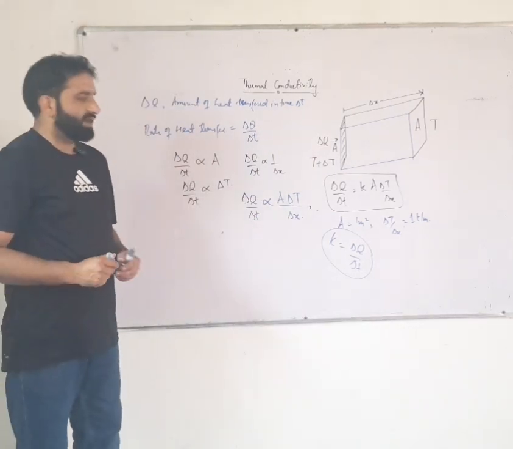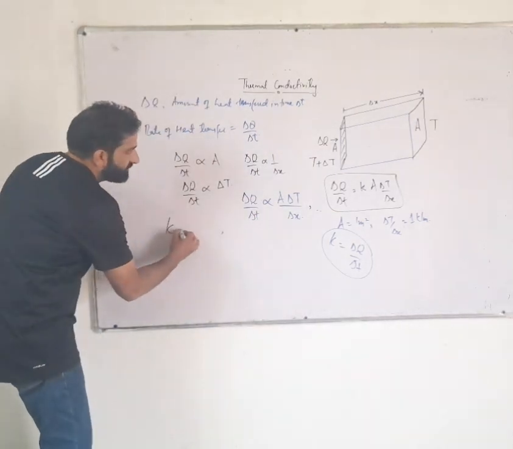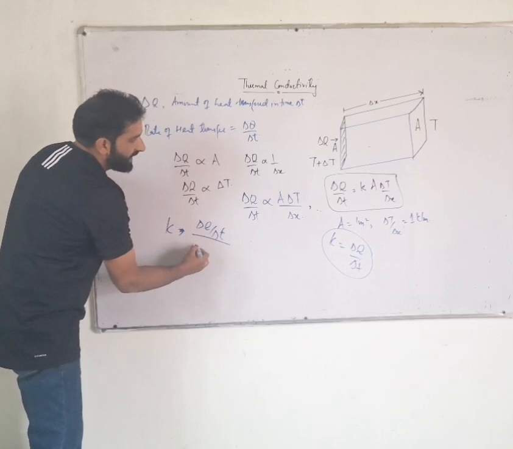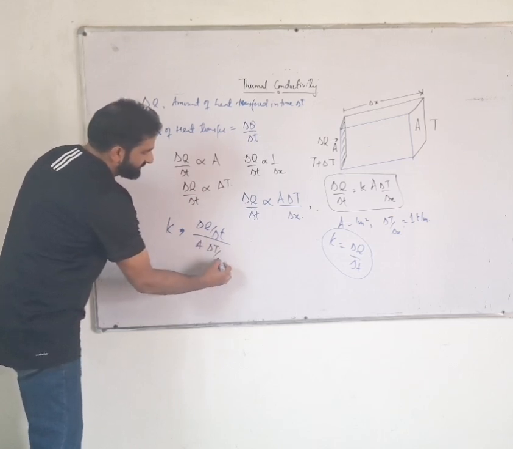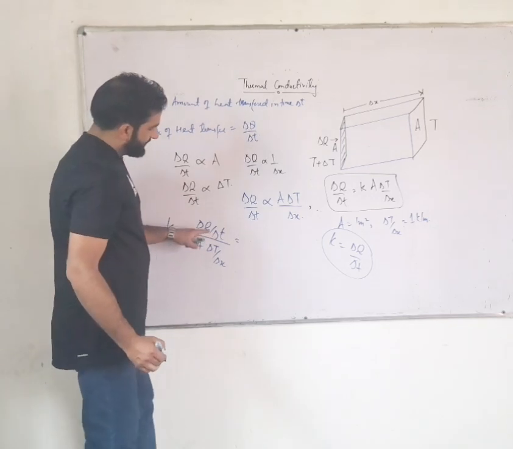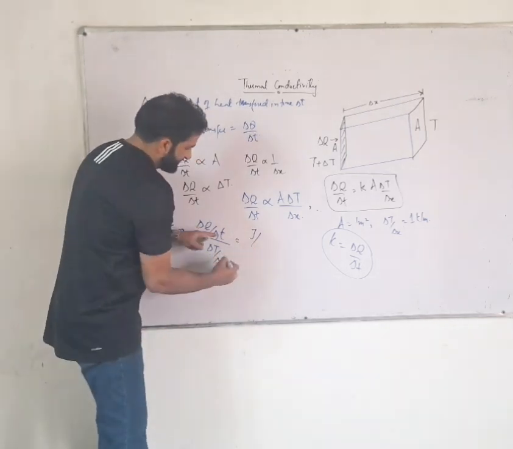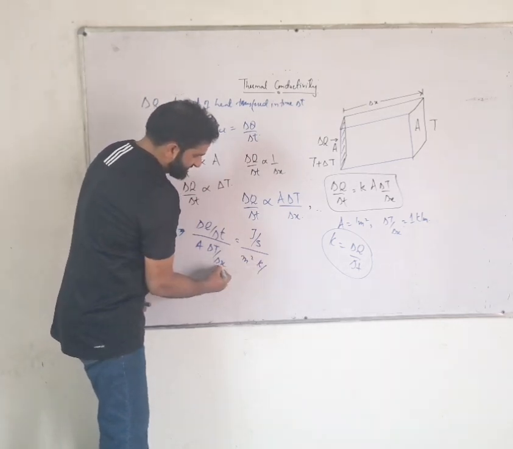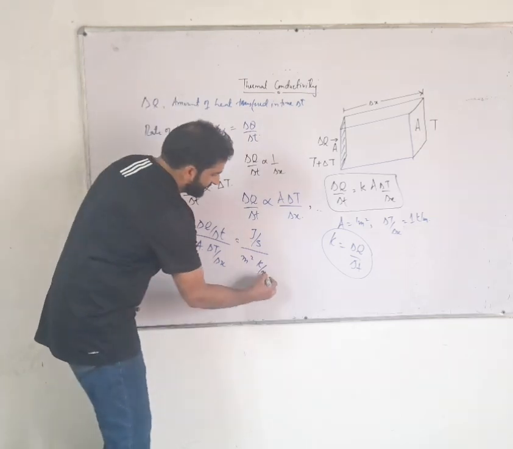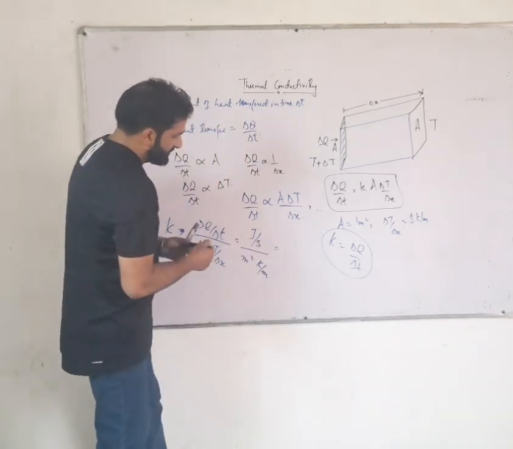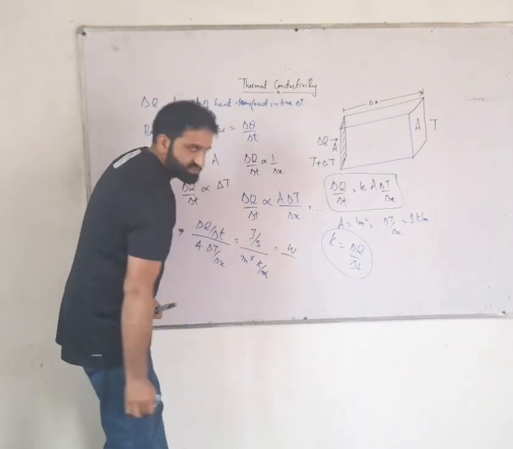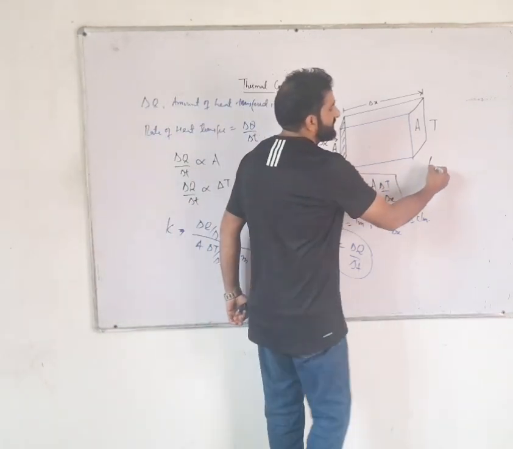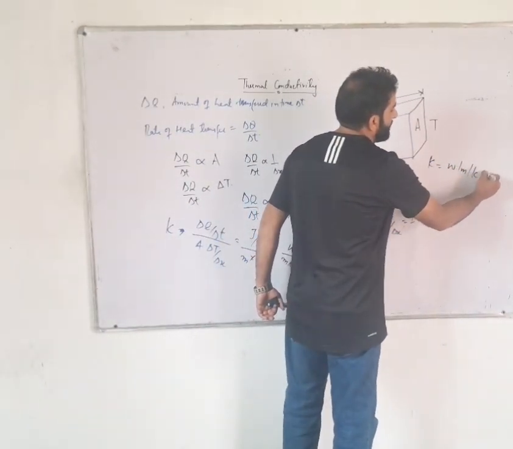If we have to find the units of K, the units of K will be equal to units of delta Q divided by delta t divided by A delta T divided by delta x. As delta Q by delta t, the units of heat are joule per second, that is time, area has meter square, temperature has Kelvin, and this distance has meter. That means joule per second is watt. So it is watt, 1 meter square, and this cancels out. So we are left with meter Kelvin. So the units of K are watt per meter per Kelvin.